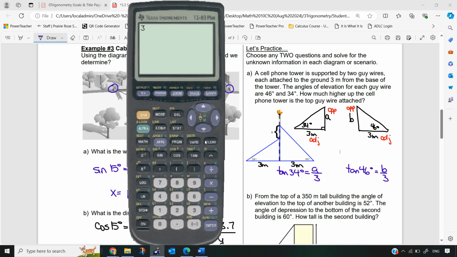On the calculator, I can go 3 times tan 34, which will give me 2.02, and then 3 times tan 46 will give me 3.1. We're being asked to determine the difference in their heights, so we just need to subtract. And that's going to give me 1.08, which rounded to the nearest tenth is going to be 1.1.